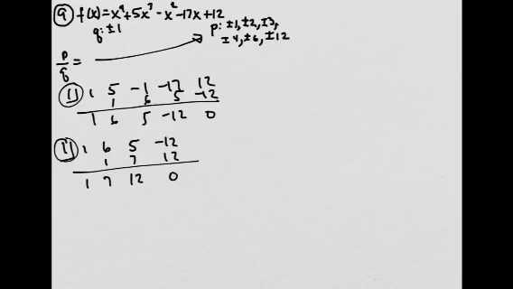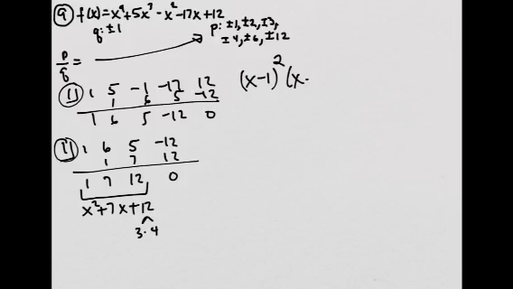So now I have a quadratic. This 1, 7, 12 is a quadratic. It's x squared plus 7x plus 12. And again, I think that was the same as the other problem, right? The quadratic we had as a factor. So factors of 12 are 3 and 4, and they add up to 7. So my factors are x minus 1, it worked twice, so it's squared, and then x plus 3 and x plus 4. That's my f of x.